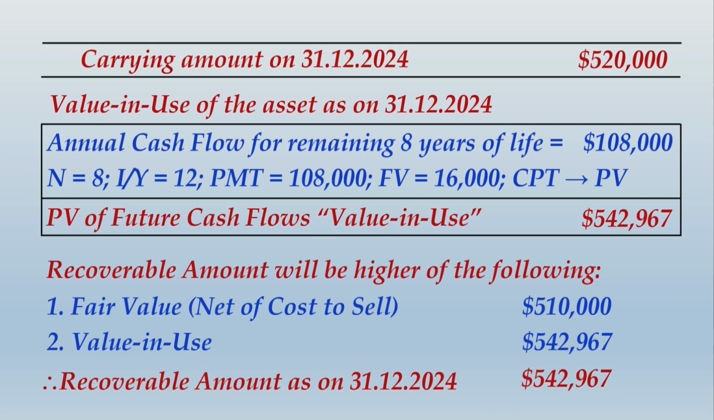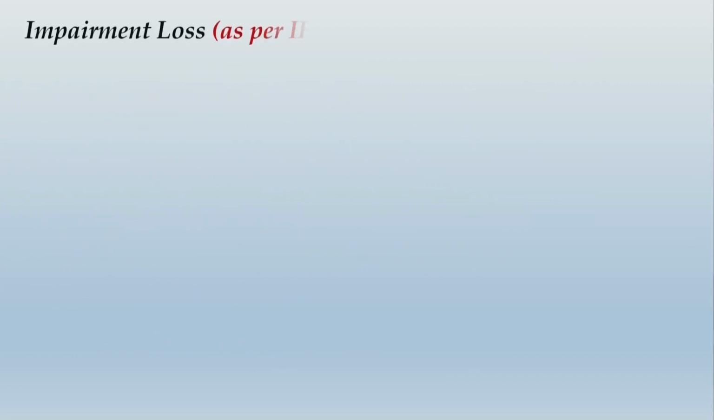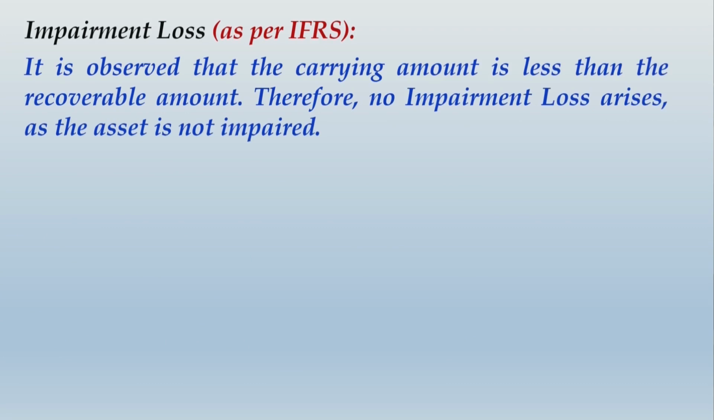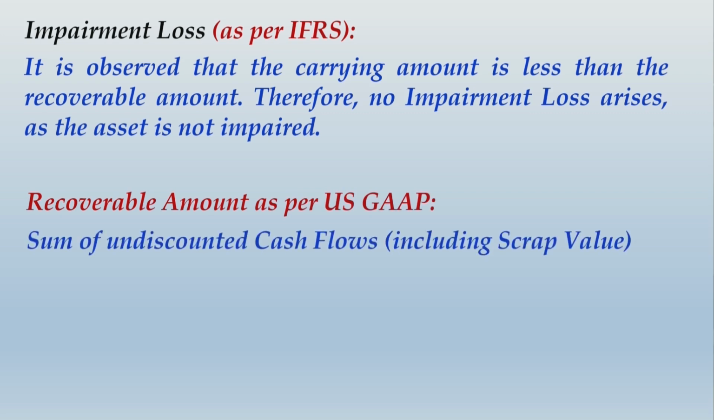Alright friends, once you have completed writing these calculations, let us move ahead. And now impairment loss as per IFRS. It is observed that the carrying amount is less than the recoverable amount, therefore no impairment loss arises as the asset is not impaired. So conclusion clearly written for IFRS. Now what about US GAAP?